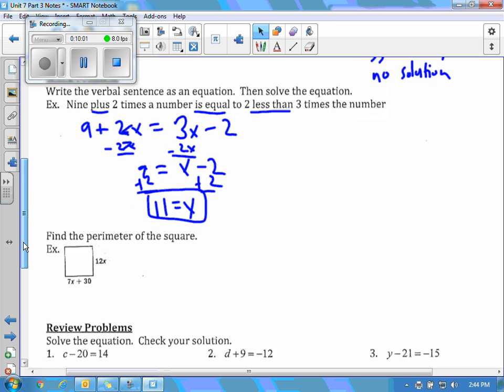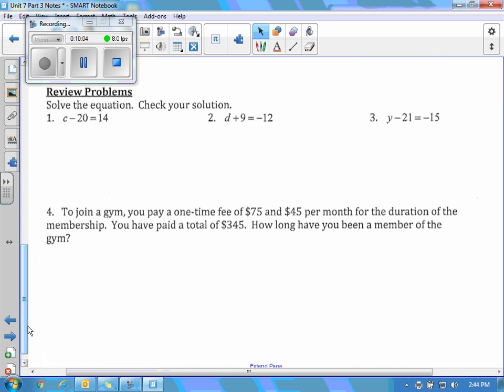Alright, this perimeter problem I'll leave for you, and you've got some review problems at the bottom, and that is it for Unit 7.